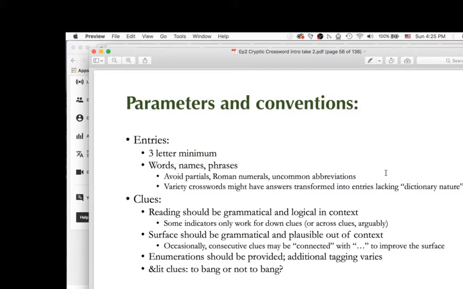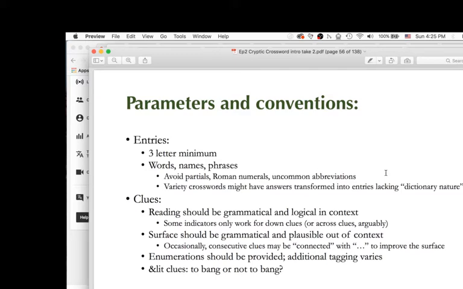And I have heard from some constructors that they feel like putting an exclamation point in there is sort of like bragging. Like, hey, look what I did. I made this work both ways.